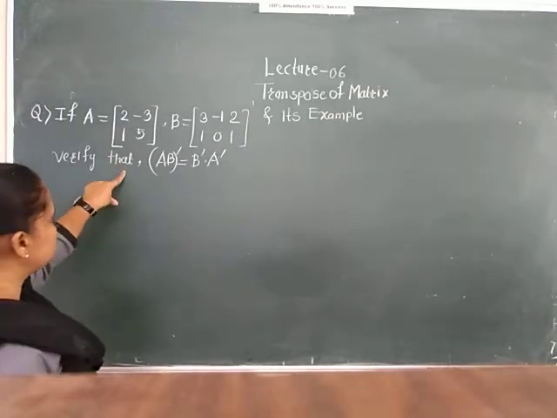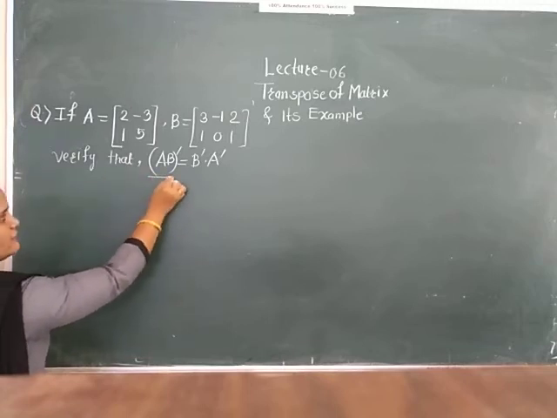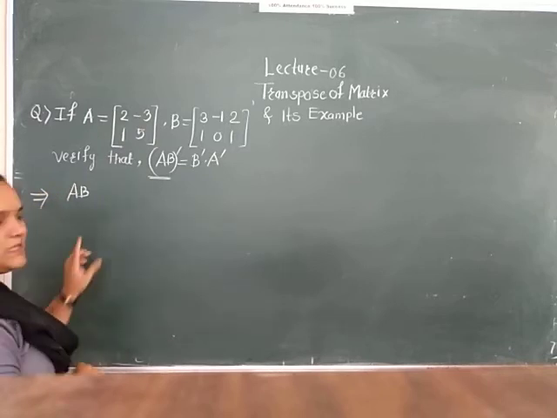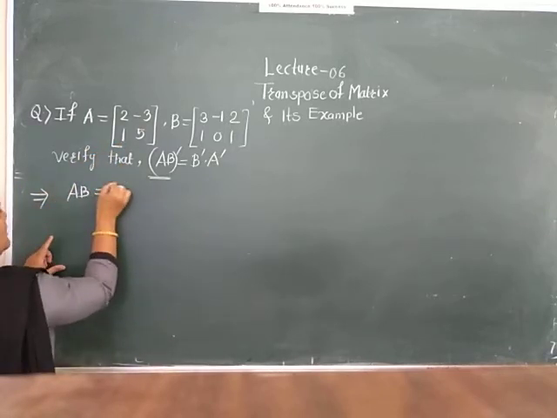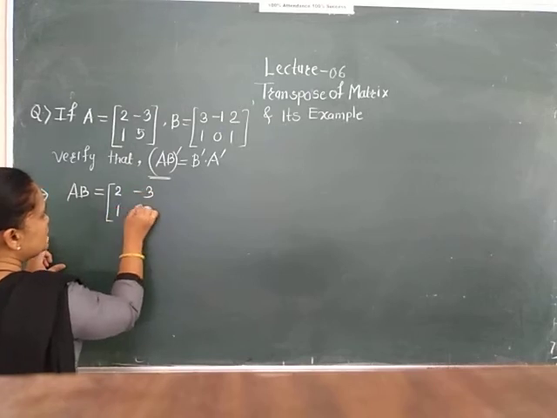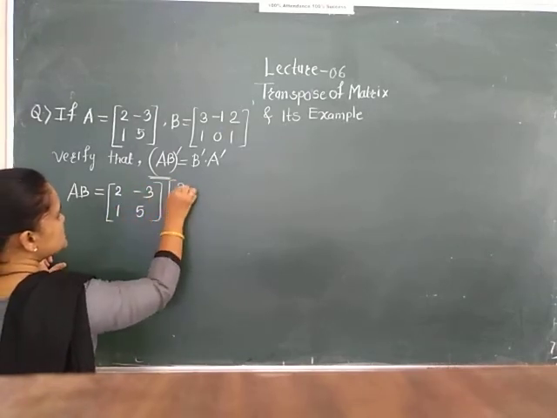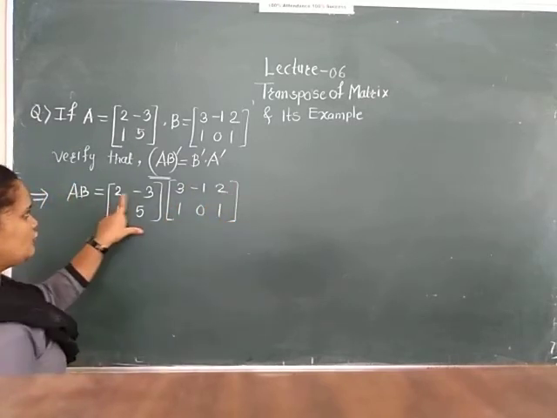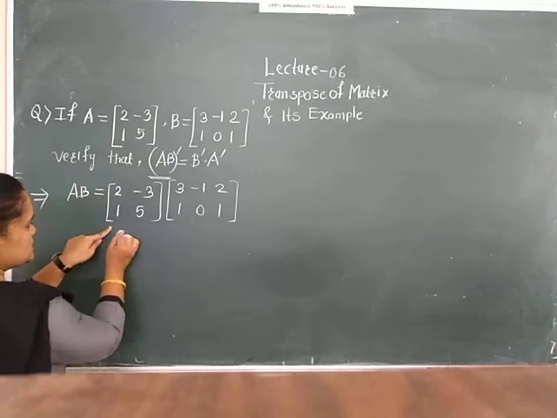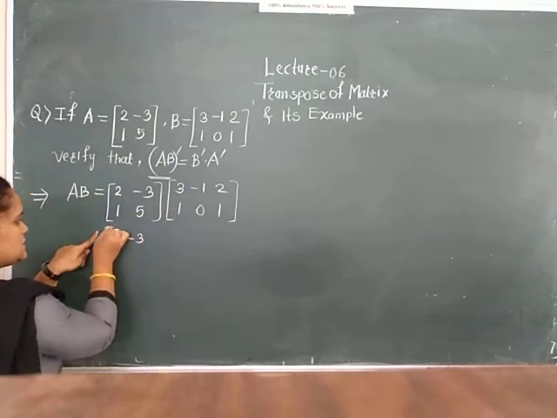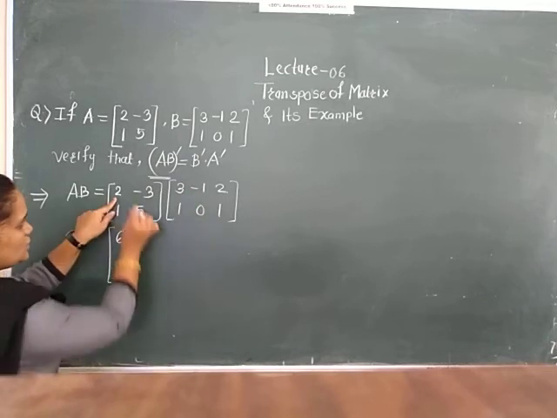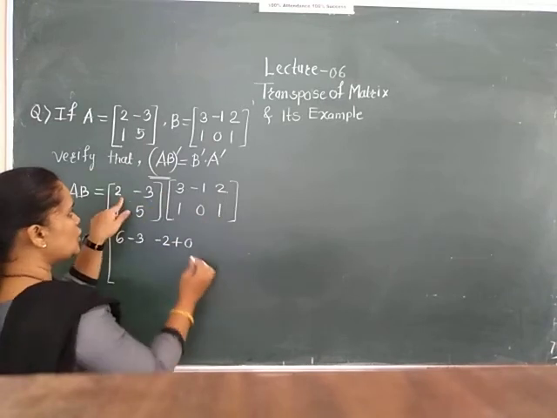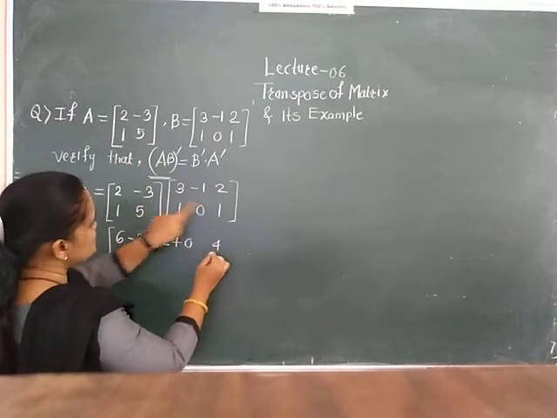We'll solve this question. First of all, once again we will start with the LHS. We will find AB, the multiplication of these matrices. AB will be equal to 2, minus 3, 1, 5 and B matrix is 3, minus 1, 2, 1, 0, 1. First row, first column, 2 into 3 is 6, minus 3 into 1 is minus 3. First row, second column, 2 into minus 1, minus 2, this is 0. Then first row, third column, 2 into 2 is 4, minus 3 into 1 is minus 3.